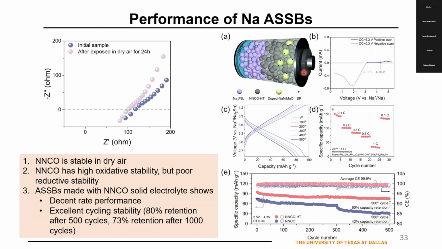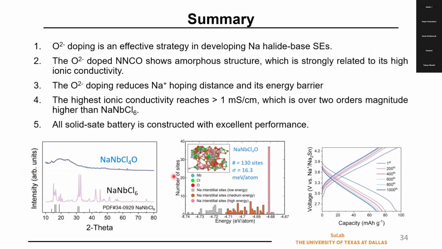And then we used a similar structure to make sodium batteries. This electrolyte is also stable in dry air for 24 hours, and shows decent rate performance and very good long-term cycling stability. We cycled 500 times, and the capacity retention is still beyond 80%. So here's a quick summary of the second work. By using oxygen doping, we're able to achieve an amorphous-dominant phase with a high ionic conductivity, and DFT calculation shows the reason for the high mobility of sodium ions, and we fabricated cells that show decent rate and cycling performance.